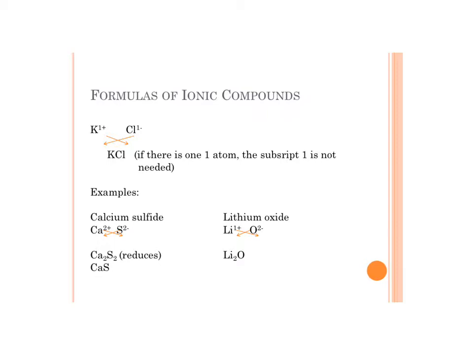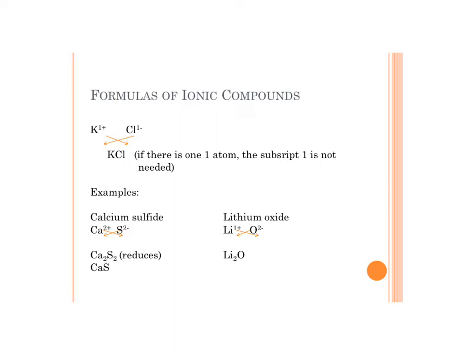You can see by using the arrows that the 1 plus, or the 1 in the K, would go to the Cl, and the 1 minus, or the 1 in the Cl, goes to the K. If there's only one atom, the subscript 1 is not needed, so the final formula is just KCl.